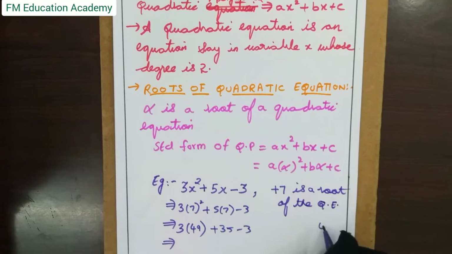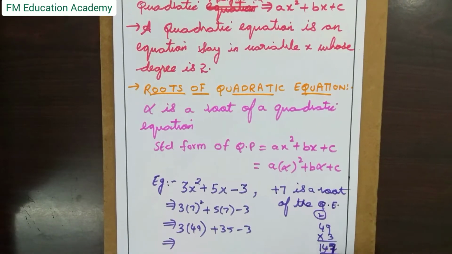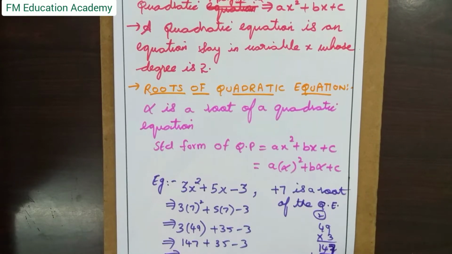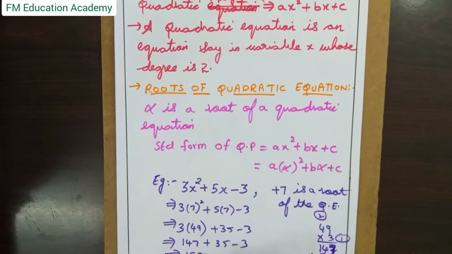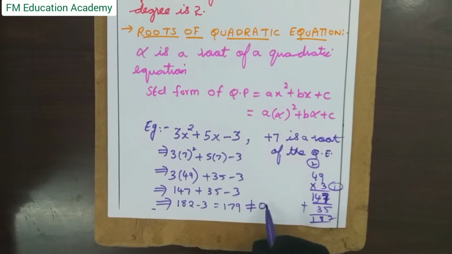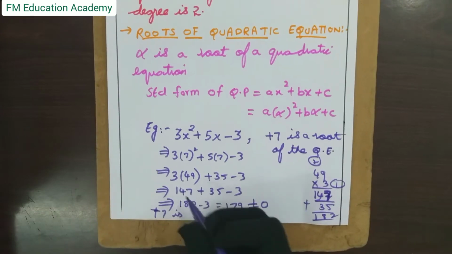What is 49 times 3? 9 3s are 27, 3 4s are 12, 12 plus 2 is 14, so 147. Then 147 plus 35 minus 3. 147 plus 35 is 182. 182 minus 3 is 179. 179 is not equal to 0. I can say that 7 is not a root of the quadratic equation.